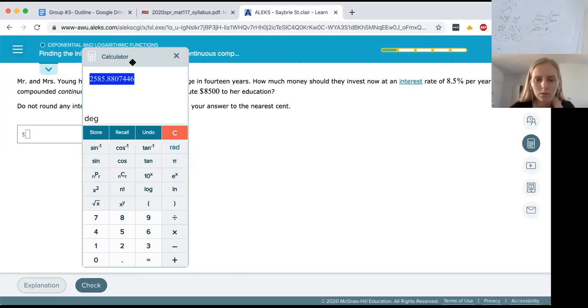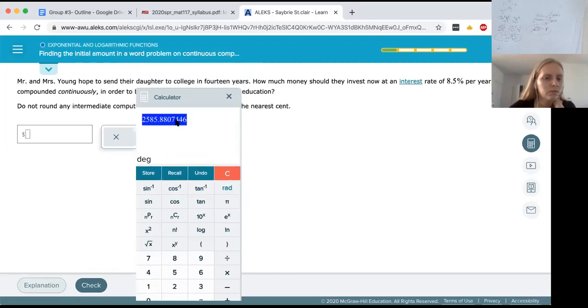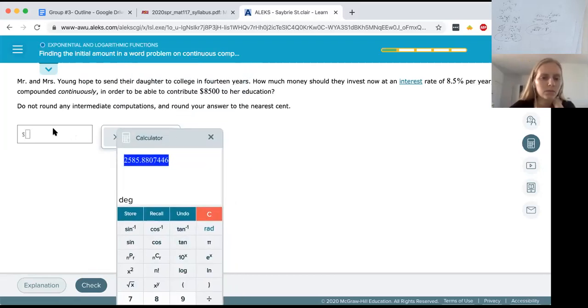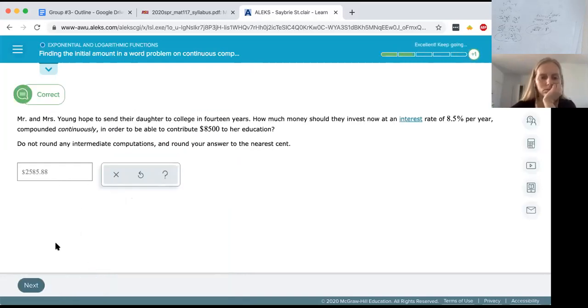So 2085. Round to the nearest cent. So it'd be 9.9? No, I think nearest cent would just be 88 cents, because you round to the hundredth. So yeah, I think that's it. All right.